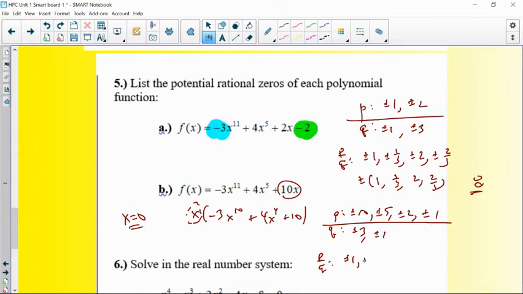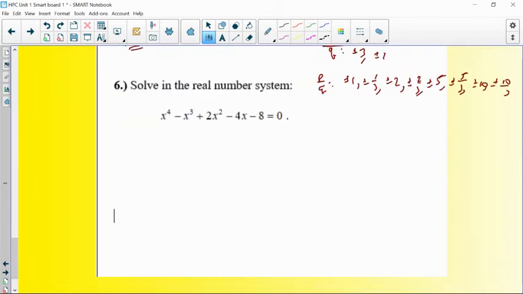Plus or minus 1, plus or minus 1/3, plus or minus 2, plus or minus 2/3, plus or minus 5, plus or minus 5/3, plus or minus 10. Sorry, I got really messy. And plus or minus 10/3. So again, it's a lot, but it's still a finite number. Okay, so now let's see these in action.